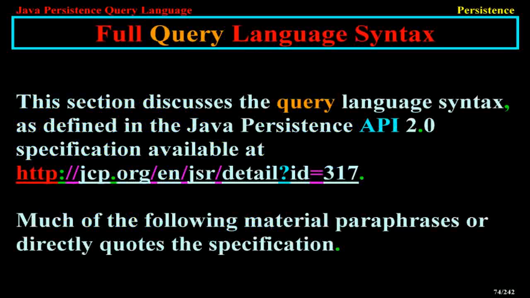Full query language syntax. This section discusses the query language syntax, as defined in the Java Persistence API 2.0 specification, available at http://jcp.org, JSR detail id=317. Much of the following material paraphrases or directly quotes the specification.